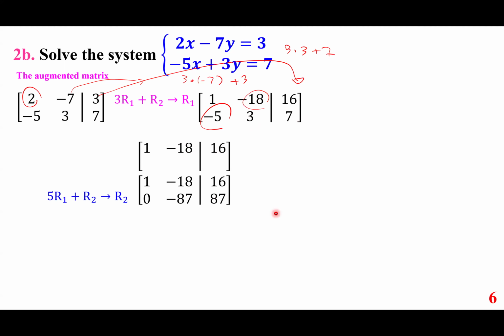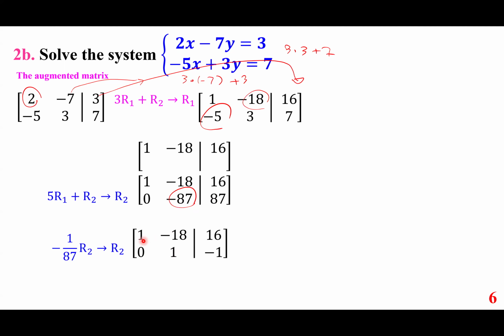Now, the last thing is to make this guy 1. So divide everything by negative 87, or multiply by minus 1 over 87. R2 goes to R2. So with that being the case, this goes to 1, this goes to negative 1. And please understand, this is the answer.